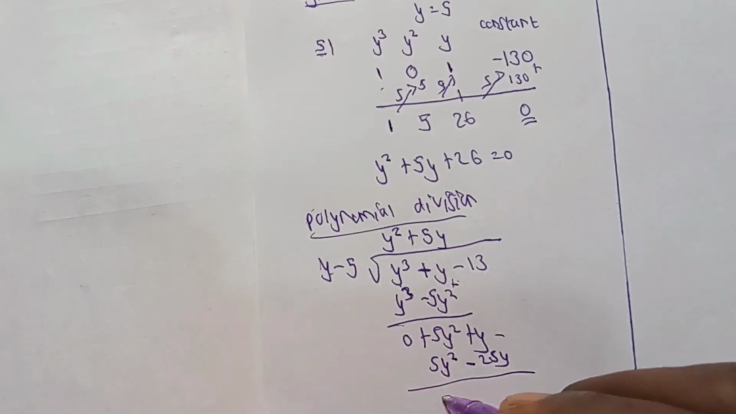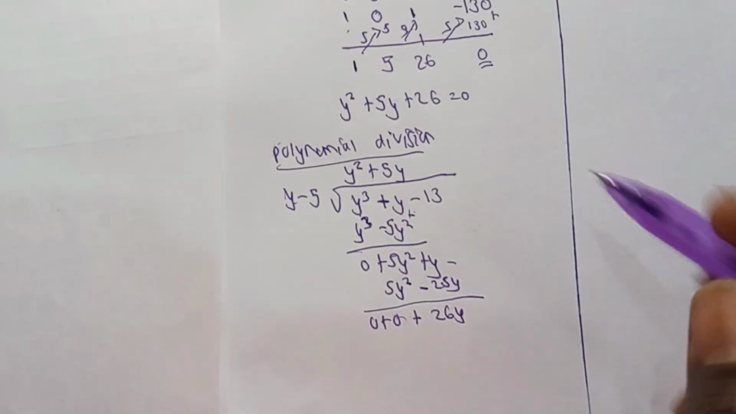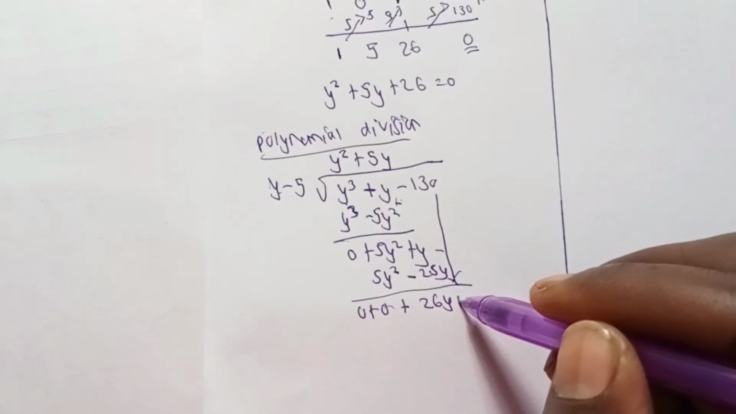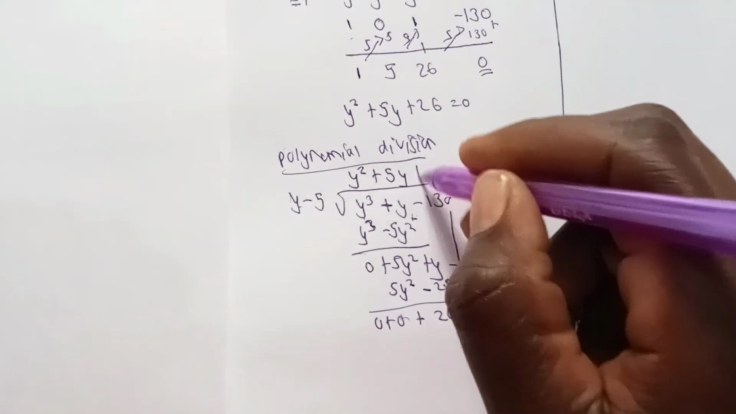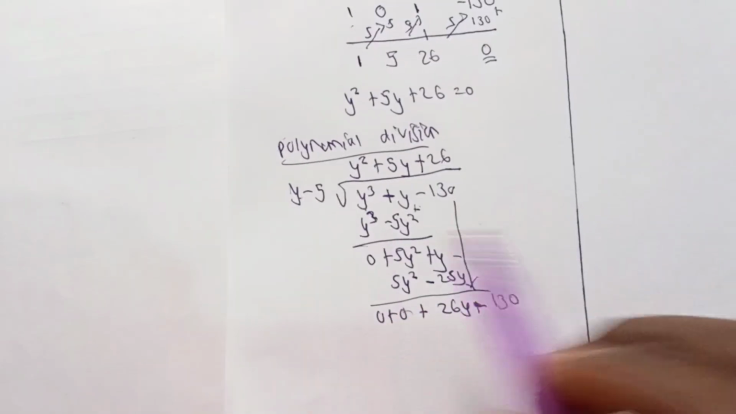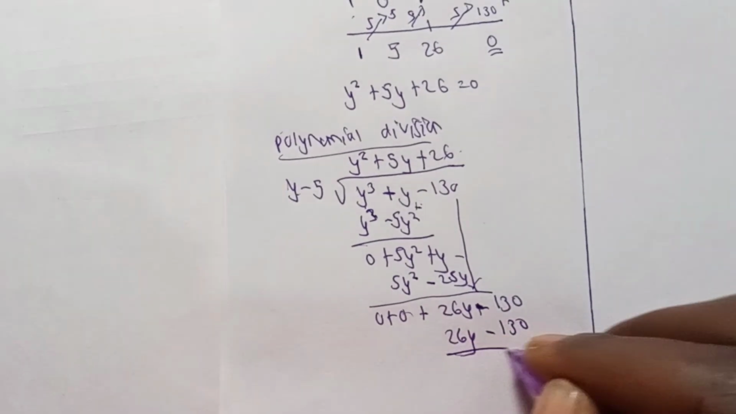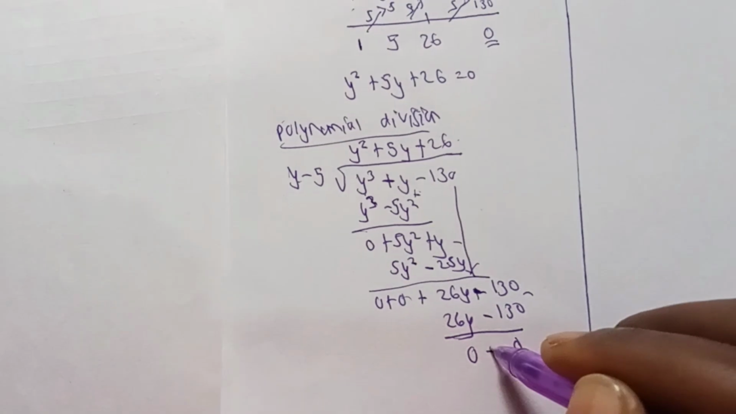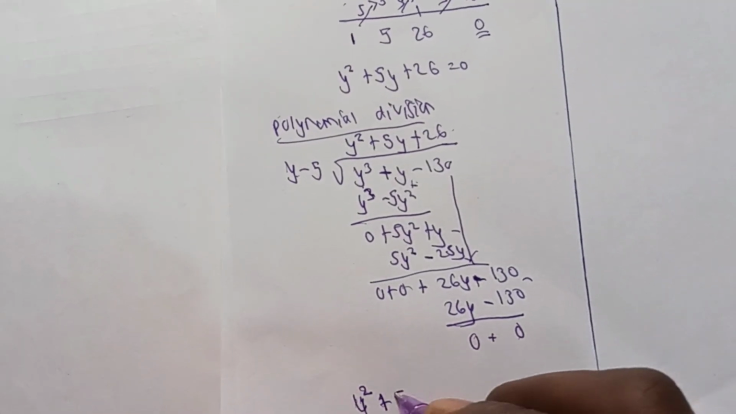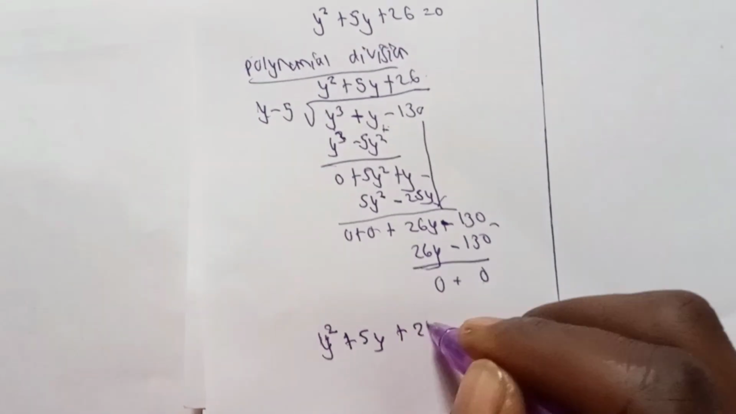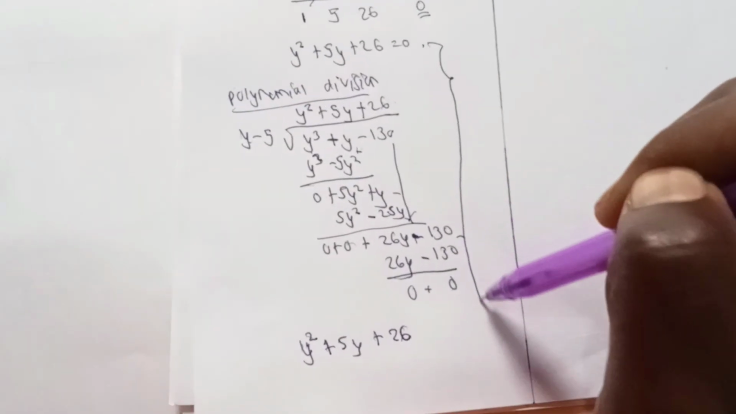Again we subtract, we'll get 0. Here we'll get plus 26y. Why? Because negative, negative, that is a positive. And then we drop the negative 130. So a number that when you multiply by y gets 26y, that is plus 26. Such that when you multiply, it gives us 26y. When you multiply by negative 5, we get negative 130. So again we subtract, we get 0. So we can see our next equation using the polynomial division we have gotten y squared plus 5y plus 26, which is the same as the one that we got using the synthetic method.